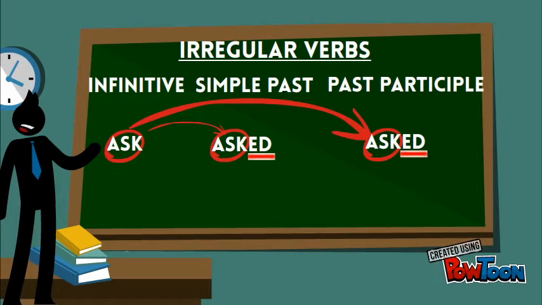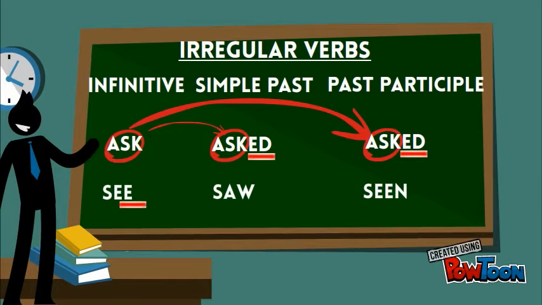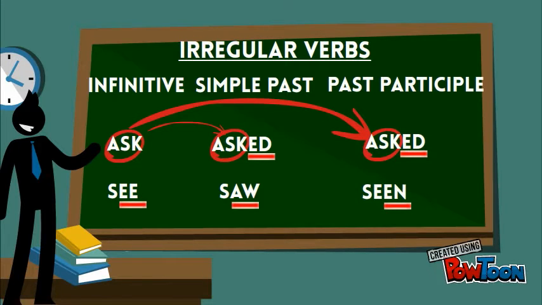If we choose an irregular verb like see, saw, seen, there is no pattern to the ending when moving from one verb form to another. This means that we have to learn as many of the irregular verbs as possible and how they are conjugated in different verb forms.